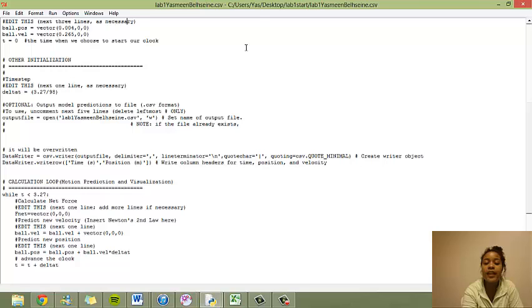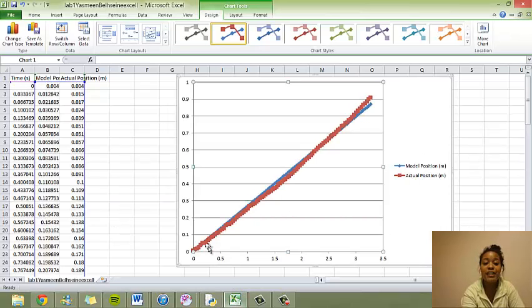When I exit that, I can extract the data from this, as well as the data from my Tracker, insert it into this Excel sheet, and then create a graph. When we look at the graph, it is easy to see that our two motions are quite similar.